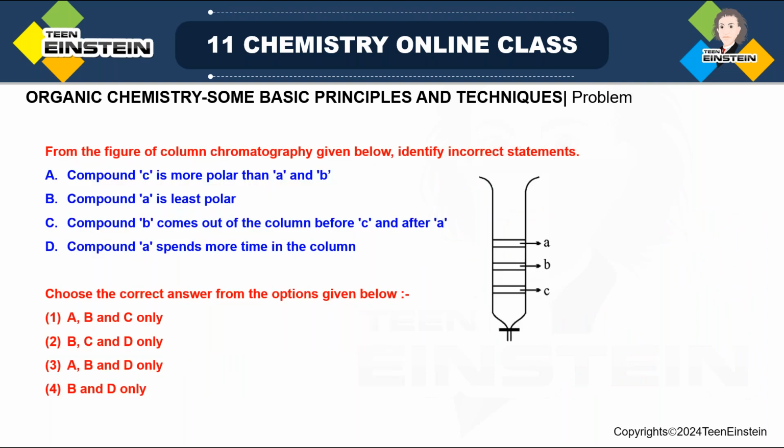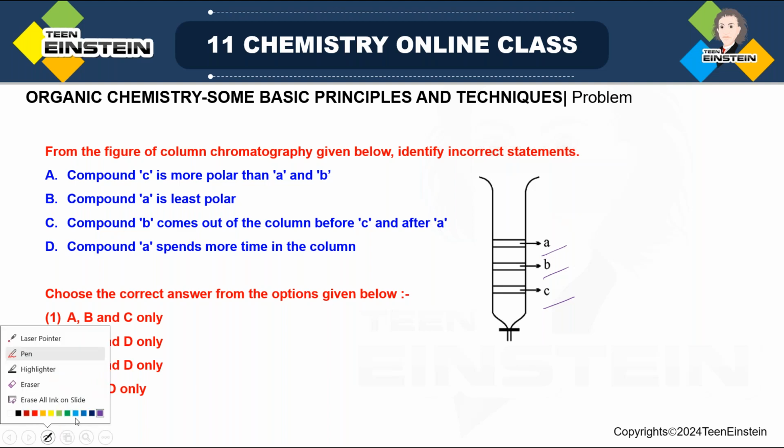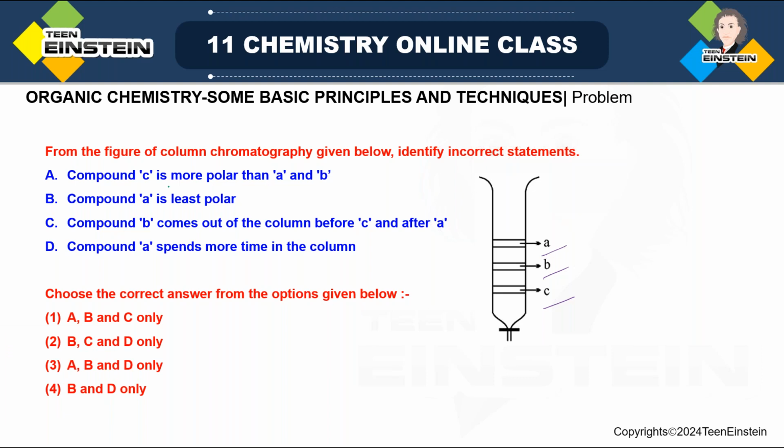We'll go to next question. Here we have a figure, and this is column chromatography figure where 3 bands are given, A, B, C. From the figure of column chromatography, you have to identify the incorrect statement. There are total 4 statements, A, B, C, D.